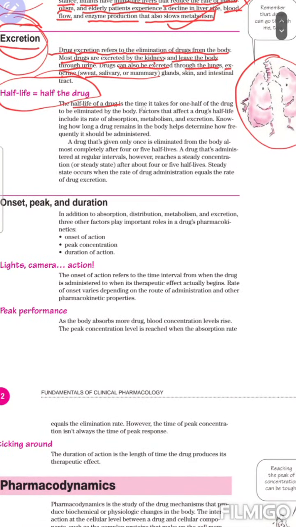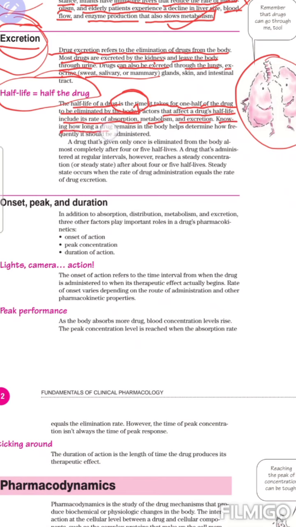Half-life of a drug is the time it takes for one half of a drug to be eliminated by the body. What is half-life? It is the time when one half of a drug is eliminated by the body. Factors that affect a drug's half-life include its rate of absorption, metabolism and excretion. These are the factors involved in the half-life of a drug.